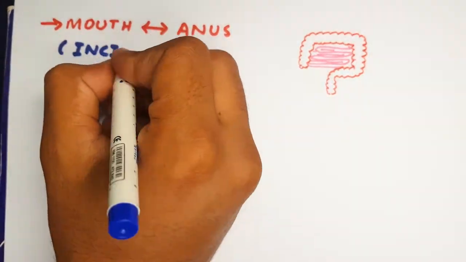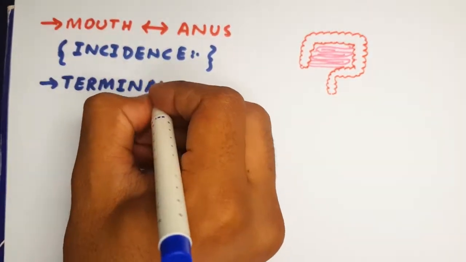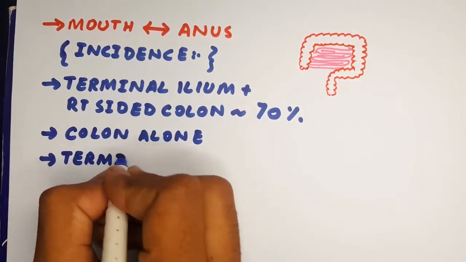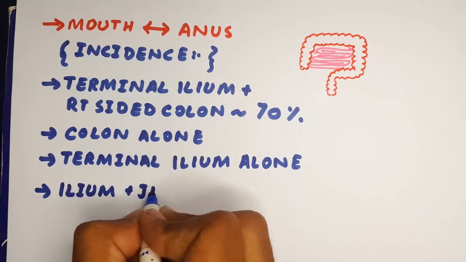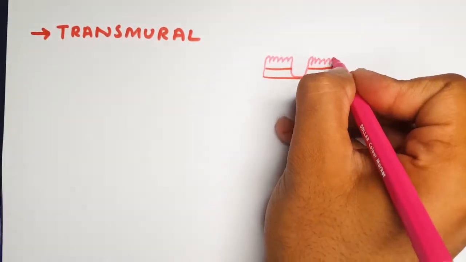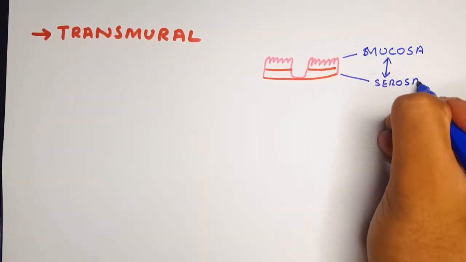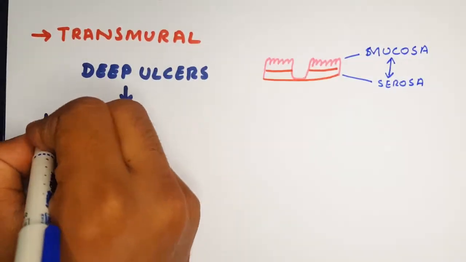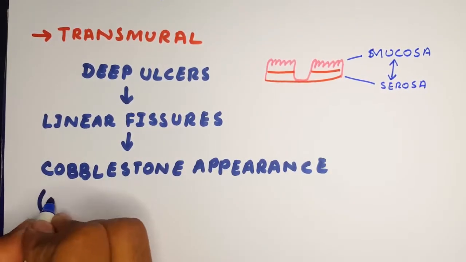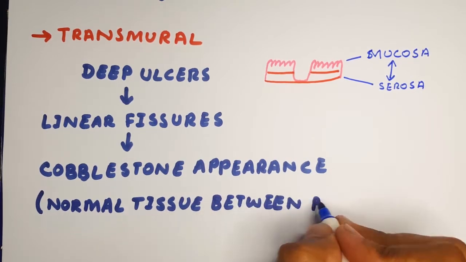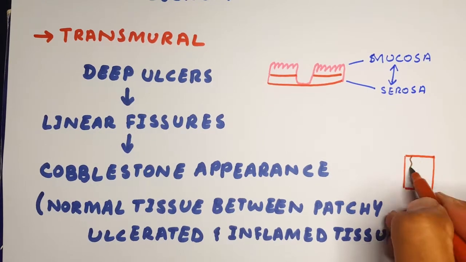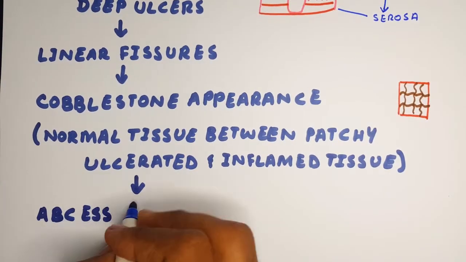the anus, and in order of frequency, it goes from the terminal ileum with the right-sided colon, or in the colon alone, or in the terminal ileum alone, or the ileum and jejunum. Another thing is that the lesions are transmural, meaning they go from the mucosa all the way to the serosa. These are deep ulcers which form linear fissures, which gives the intestinal mucosa a cobblestone appearance, which is basically a normal tissue between patchy, ulcerated, inflamed tissue, which can further complicate into abscess formation and fistula formation.